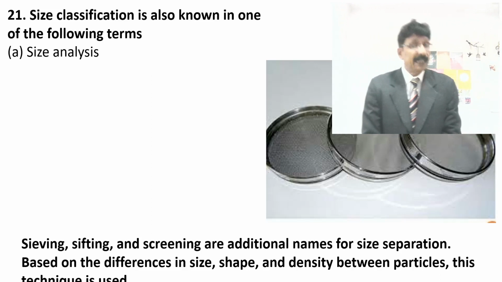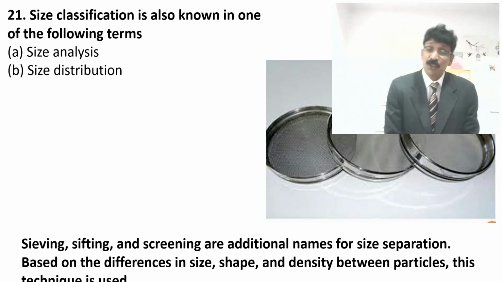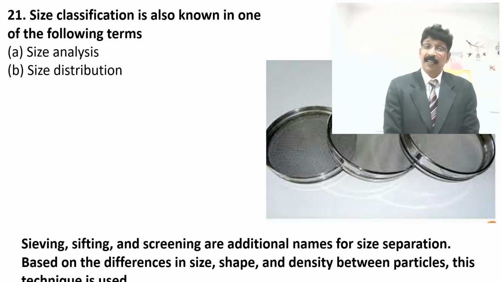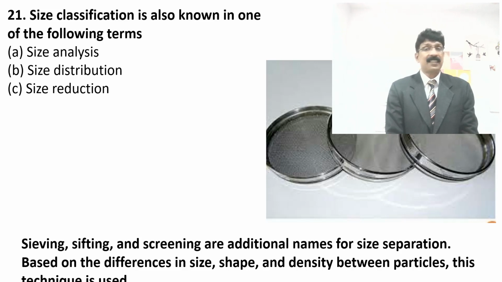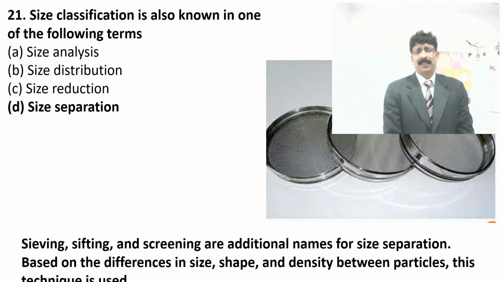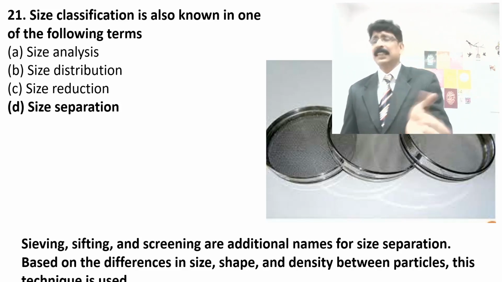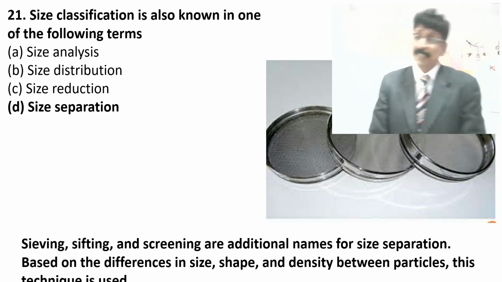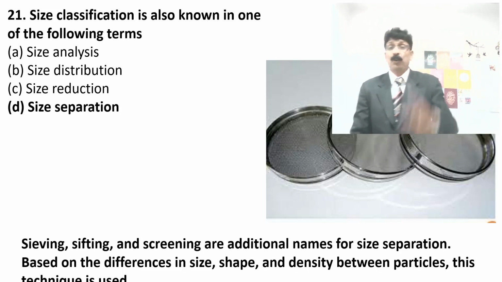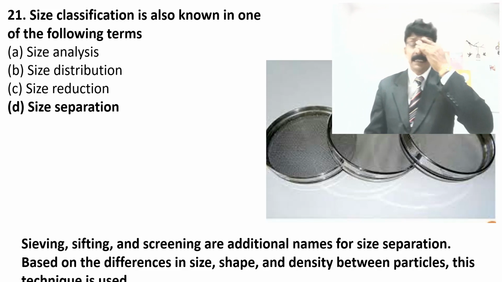The options are size analysis, size distribution, size reduction and size separation. So size separation is called classification. Not clarification, classification. I was saying clarification, very sorry. It is about classification.